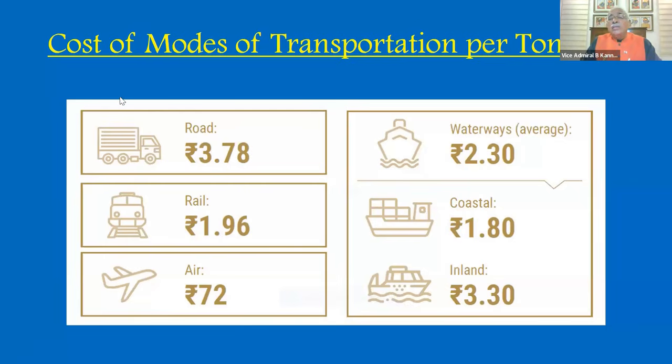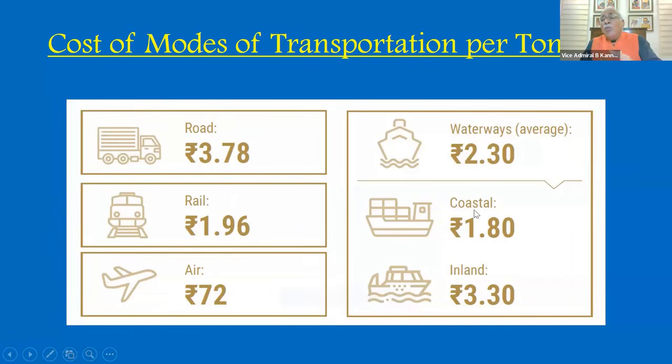Based on all this, it was worked out that for 1 ton kilometer, if you send by road, it is 3.78 rupees. But rail is much lower, less than 2 rupees.